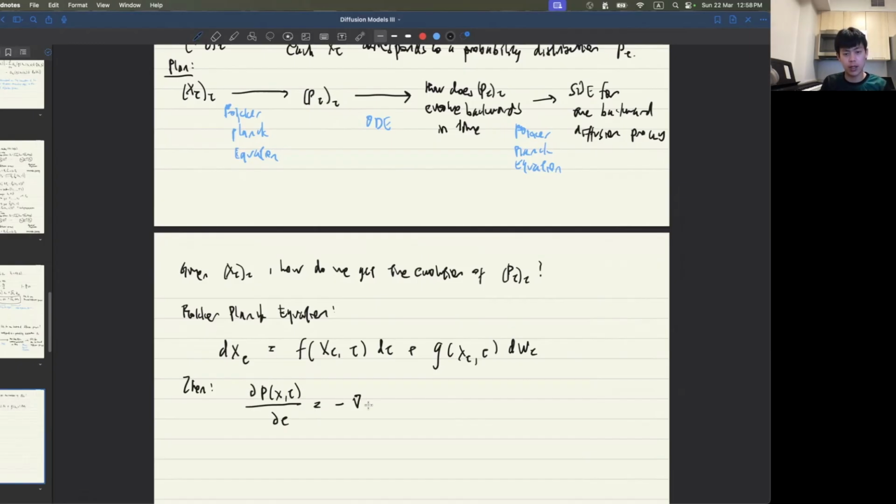This is equal to the negative of the divergence of the probability density weighted by the drift plus the divergence of a diffusion tensor dot product with the gradient of the probability distribution. Okay, so now let's begin to analyze this.